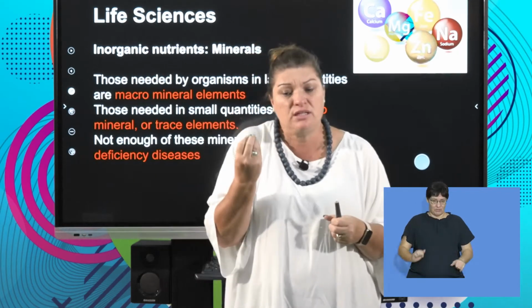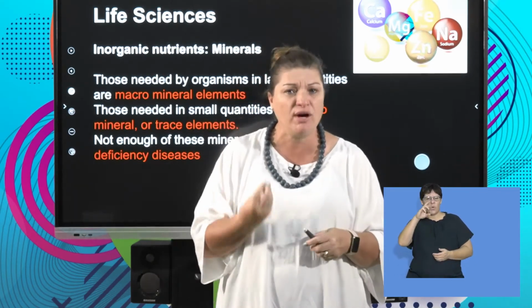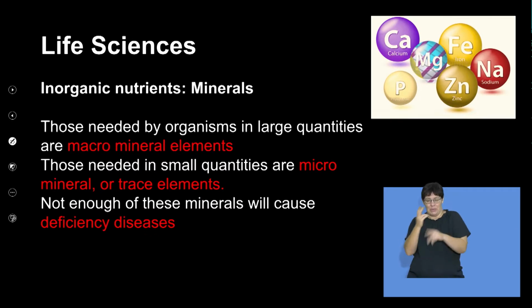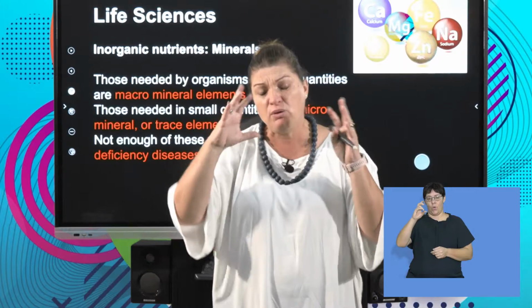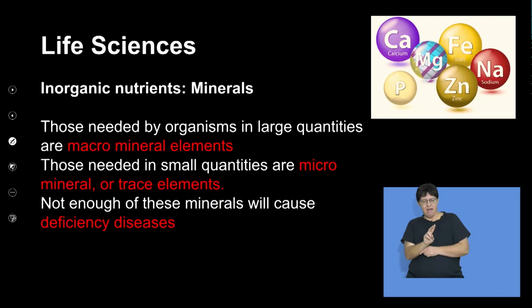Then there was this concept of micro minerals or trace elements, things that we needed in smaller amounts. It wasn't about the importance. It was just about the amounts that we needed them in. And there we looked at iron and iodine. And when we looked at those concepts, guys, you'll see a lot of the questions that we looked at were food labels. And this is very important.